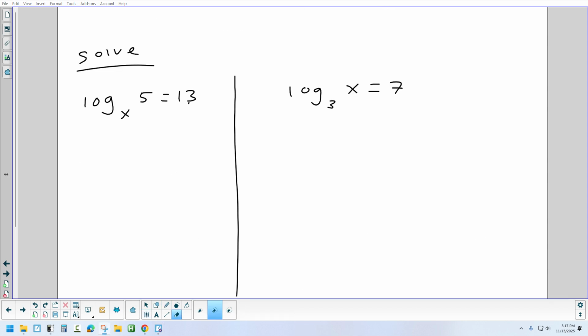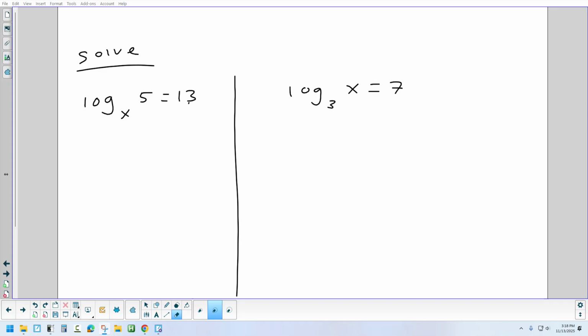Okay, so the next one, they've given us two problems. One problem has the variable in the base, the other one has the variable as the argument. But in both cases, we're going to do the same kind of thing to solve it. What format are both these equations in out of the two that we studied this week? Yep, they're both in log form.